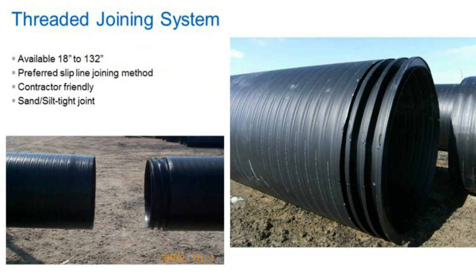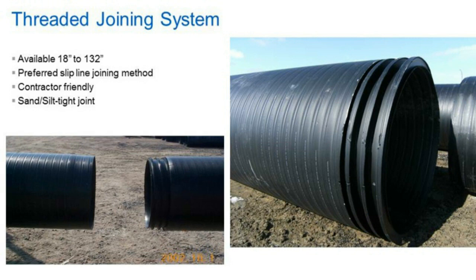On the threaded joint system, this is a contractor-friendly sand or silt tight joint, which is available in all sizes, 18 up to 132 inches. Due to the spiral manufacturing of the profile wall pipe, this process of the Weholite, we're able to remove the outer skin, and when we do that, we expose 2 to 3 ribs, and then we do that on the ID of the pipe as well, and that allows us to create what we refer to as a natural threaded joint. This can be done in the field by the contractor if need be.